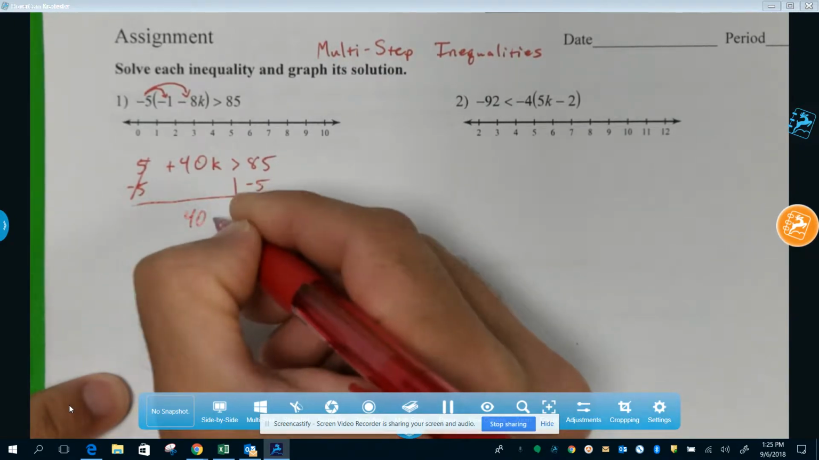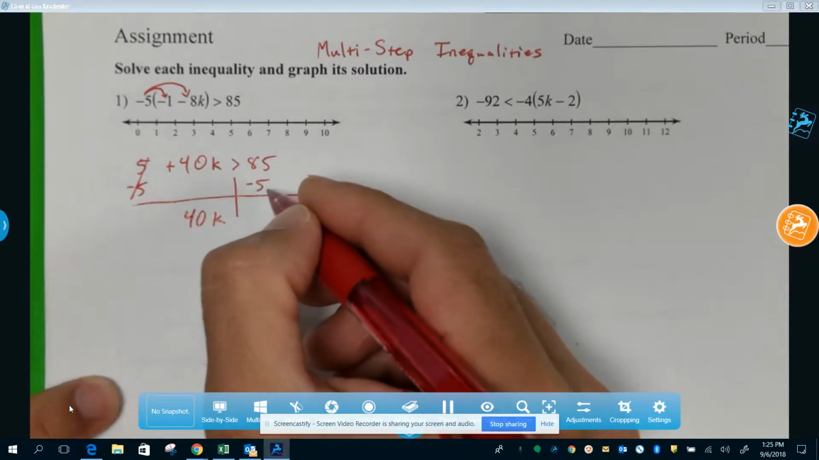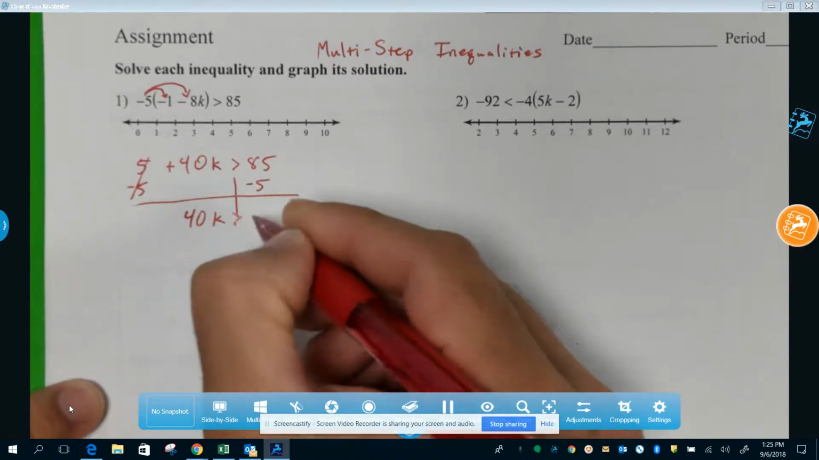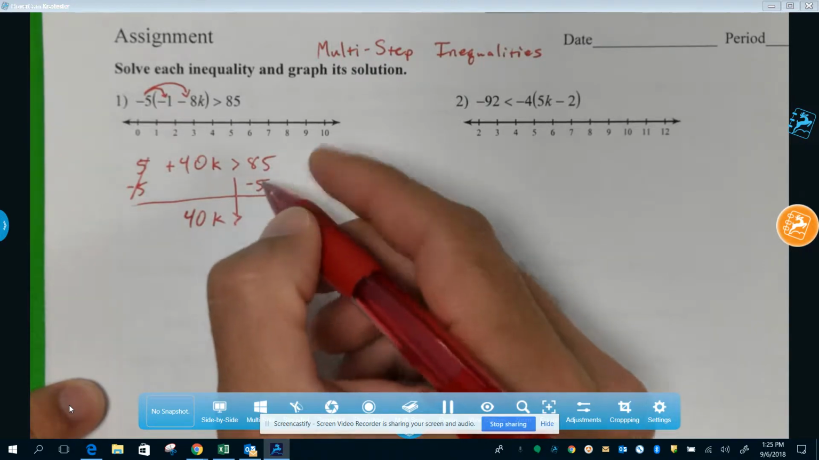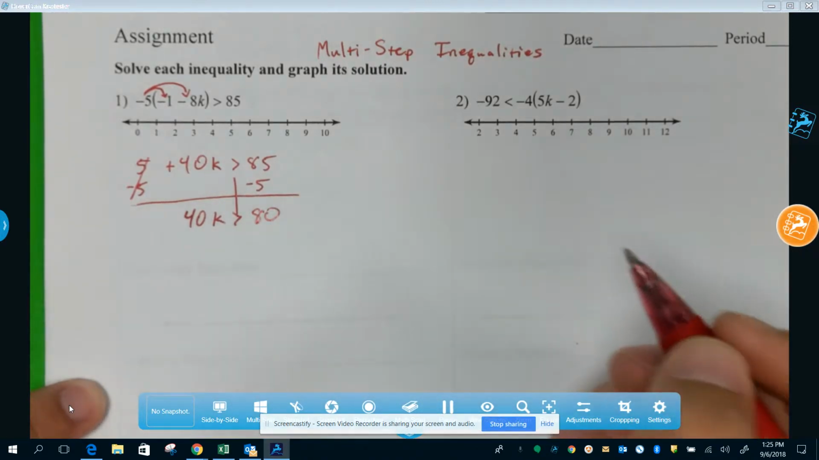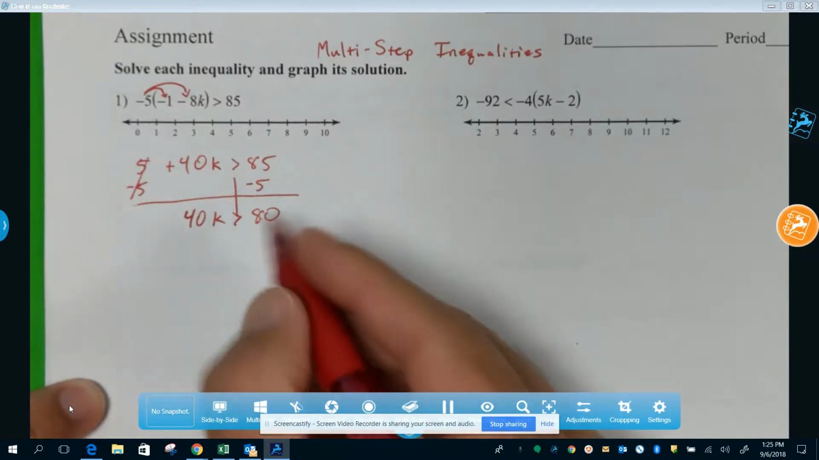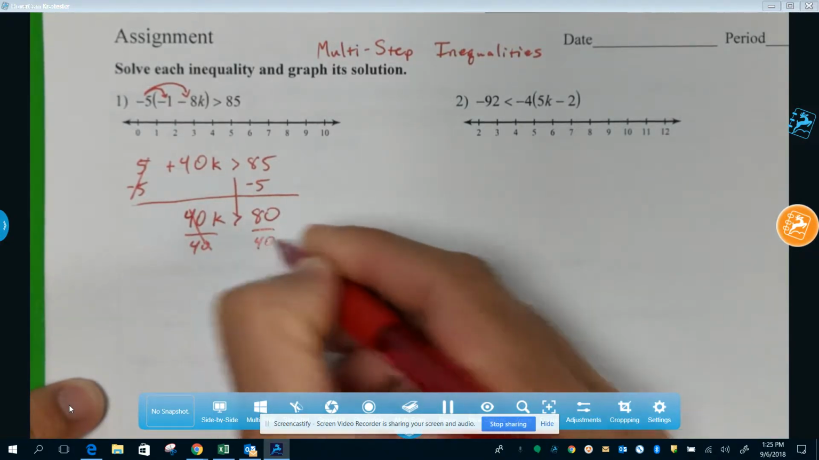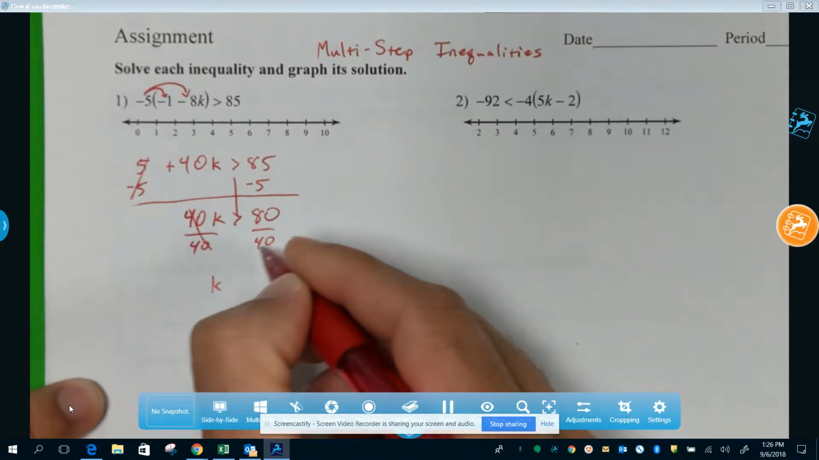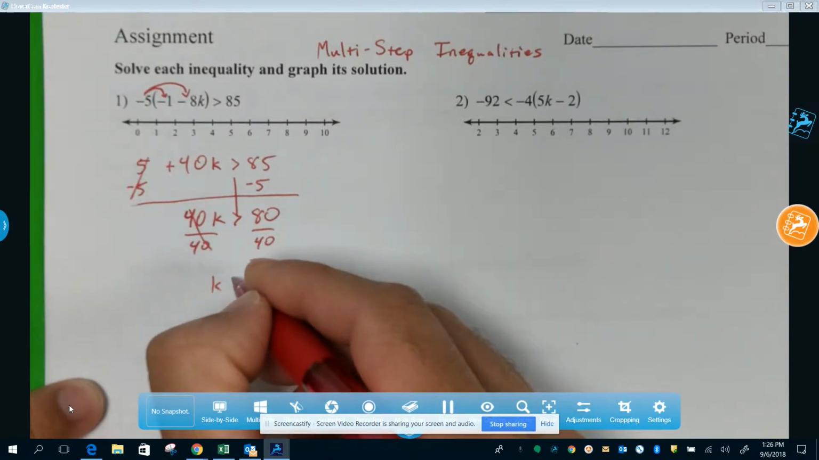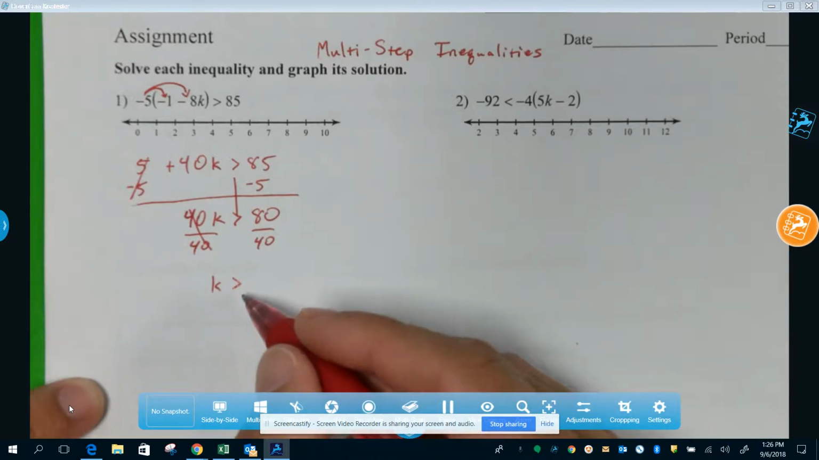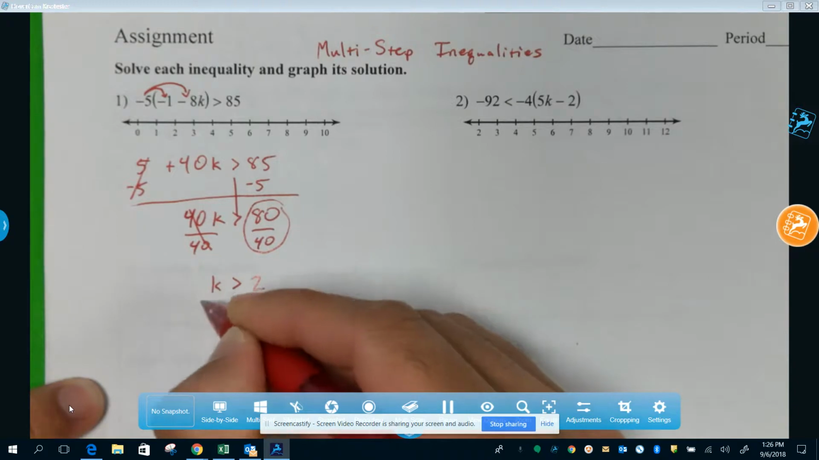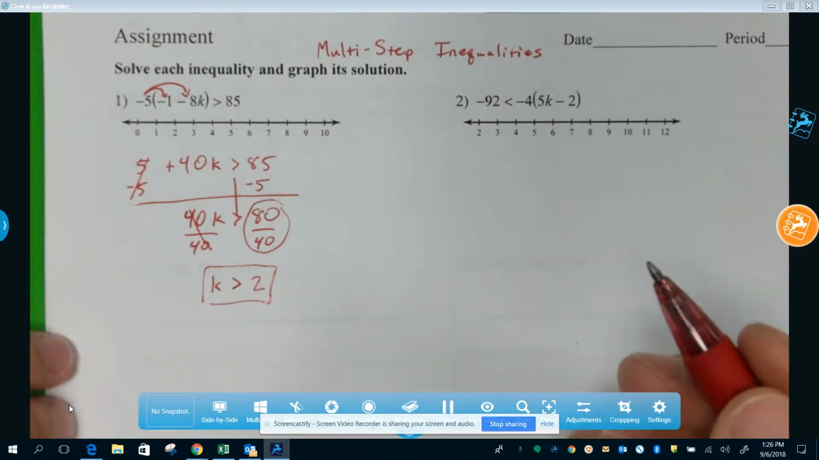So we're left with 40k now on the left-hand side. The sign doesn't flip. It only flips if I divide or multiply by a negative. I just subtracted there, so it doesn't flip. 85 minus 5 gives me 80. And the last step here to solve for k is we're going to divide by 40 since it's attached. And so we have k, again, we divided by a positive 40, so the sign doesn't flip. It only flips if we divide by a negative. 80 divided by 40 gives us 2. So we have k is greater than 2.